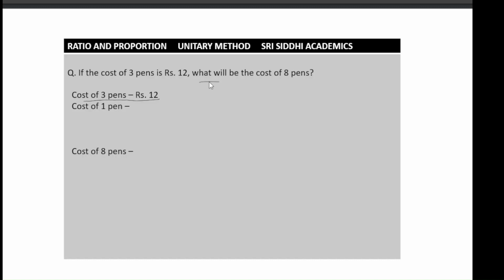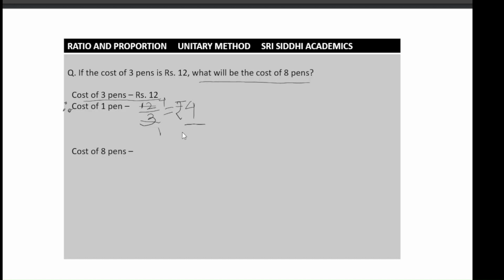Now, can I directly find what will be the cost of 8 pens? No, I first need to know cost of 1 pen. So, how will I find? Cost of 1 pen will definitely be less. Cost of 3 pens is more. So, if we have to find less, we divide. That's what we had seen in the previous slide. So, 12 divided by 3. 3 ones are 3, 3 fours are 12. So the cost of 1 pen will be rupees 4.